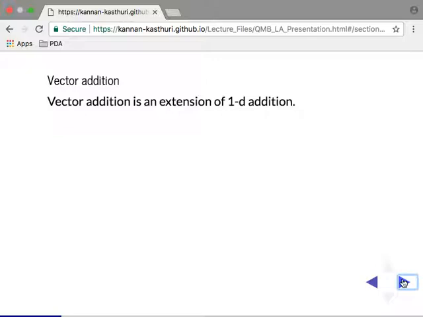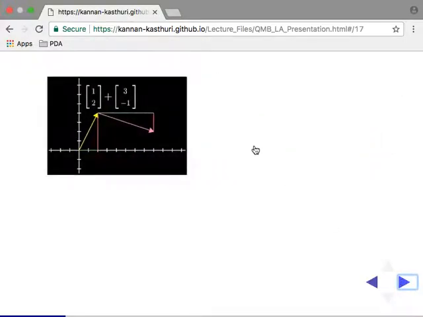And vector addition is an extension of 1D addition. For instance, you have this vector 1, 2, right? There is a vector here. And you have another vector 3 and minus 1. So how do you add these two? What does it mean to add two numbers? You travel 1 unit, and then you travel 3 units, so you travel 4 units. That's a simple addition, right?